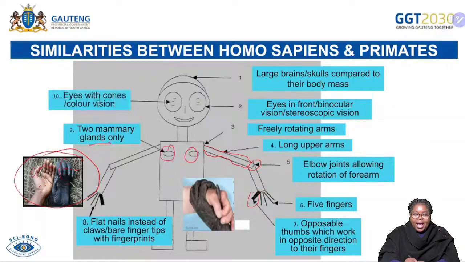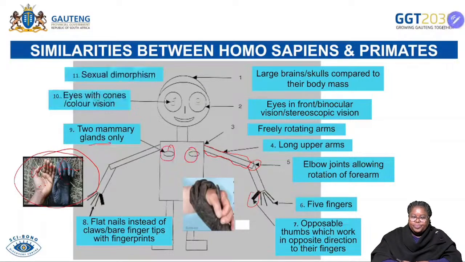Then we've got eyes with cones and color vision. Remember when you did the eye, you did all the layers of the eye, the outermost layer, the middle layer, and the inner layer. On the retina, that's where you can see what? Eyes with cones for color vision. So you can differentiate colors now because of what? Your eyes have cones to help you for color vision.